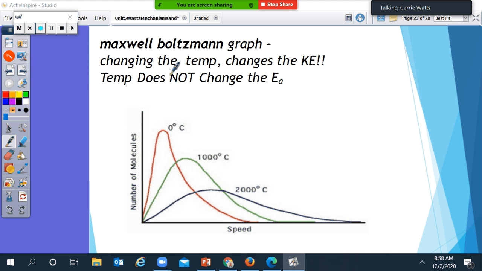Okay, so Maxwell-Boltzmann graph. We've seen one of these before, where they have speed on the x-axis, number of molecules on the y-axis. And remember, the area under the curve has to be the same for all three lines because we're talking about the same number of molecules. As you increase temperature, you have more molecules at a higher speed. Now, it's very important to understand that temperature does not change the activation energy. It changes the kinetic energy. So not the activation energy, just the kinetic energy.